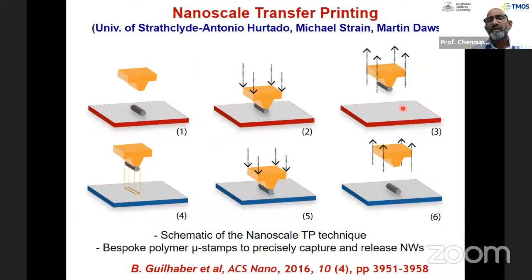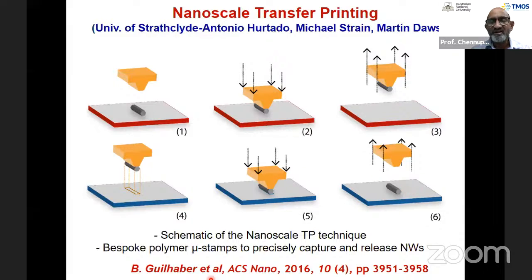This is collaborative work with Professor Martin Dawson, Professor Michael Stein, and Professor Antonio Hurtado at the University of Strathclyde. They developed a technique called the transfer printing technique. In this case, what they came up with is a PDMS stamp. They are able to pick up these nanowire lasers and drop them wherever you want.